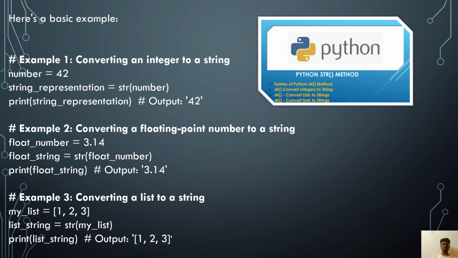When we are converting a list into a string, we are going to use my_list, where we use list_string is equal to str my_list. Then we are going to print the list_string where we get the output as 1, 2, 3.